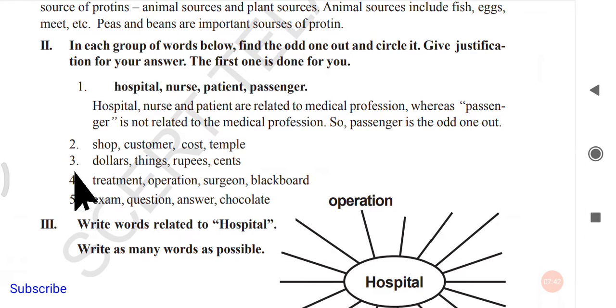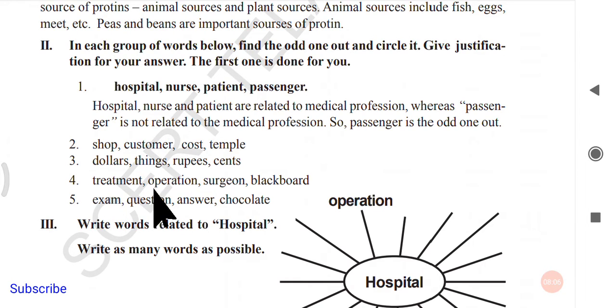Next, the third one: dollars, things, rupees, cents. Which is different? Cents, dollars and rupees, everything is currency, whereas things are different. Things might refer to anything, something like chair, table, pen, all those are things. The odd one out in this is things.